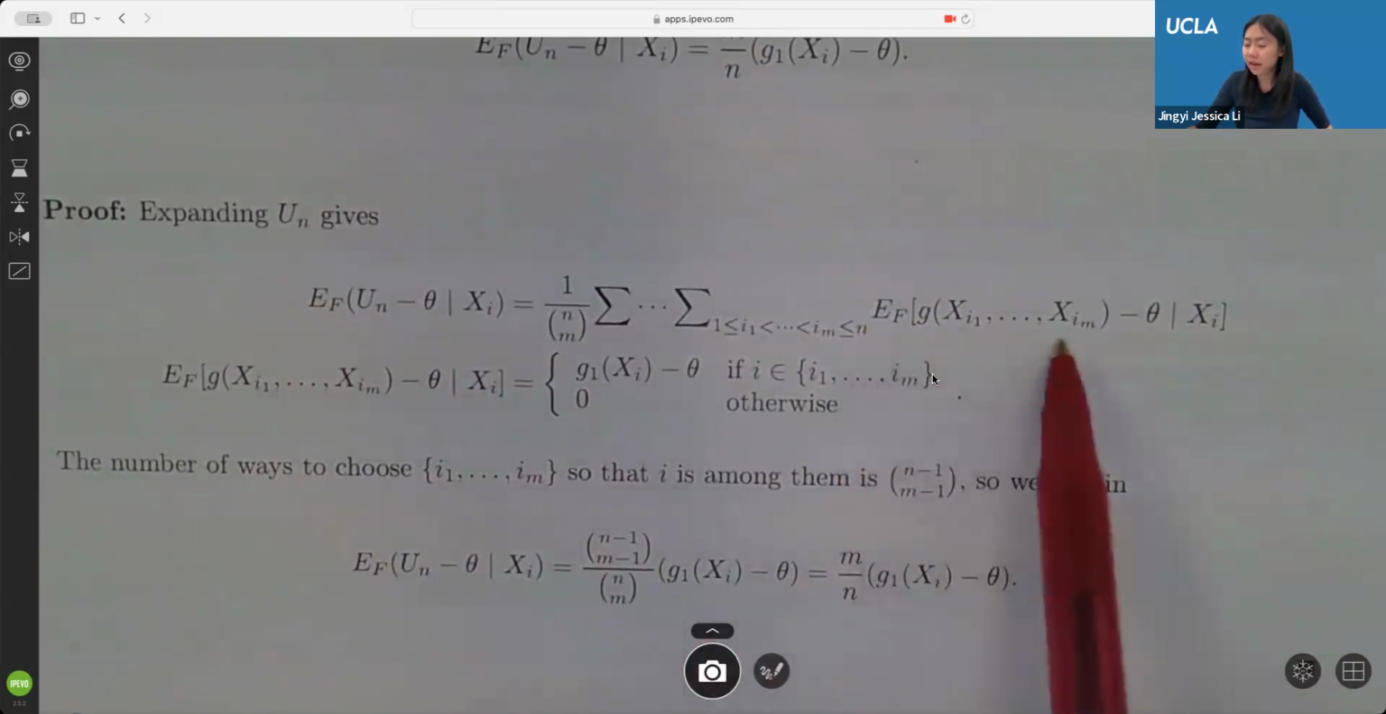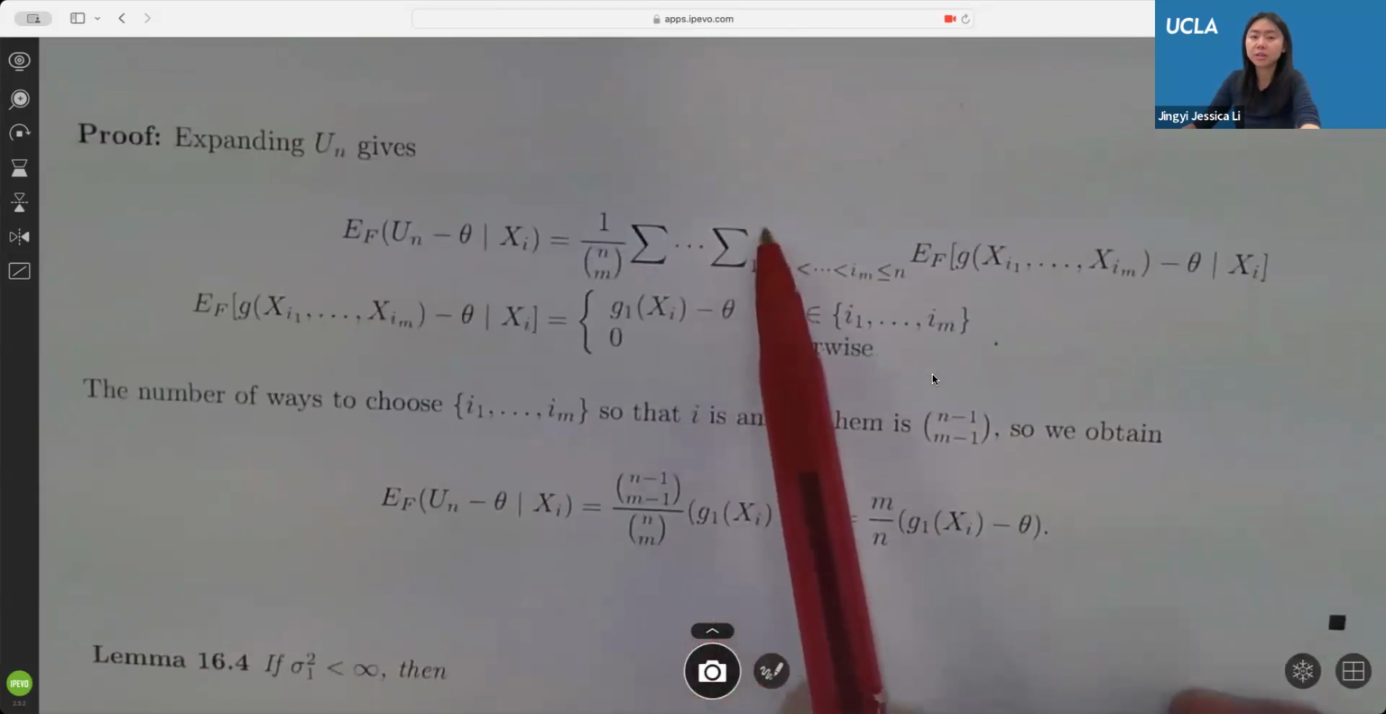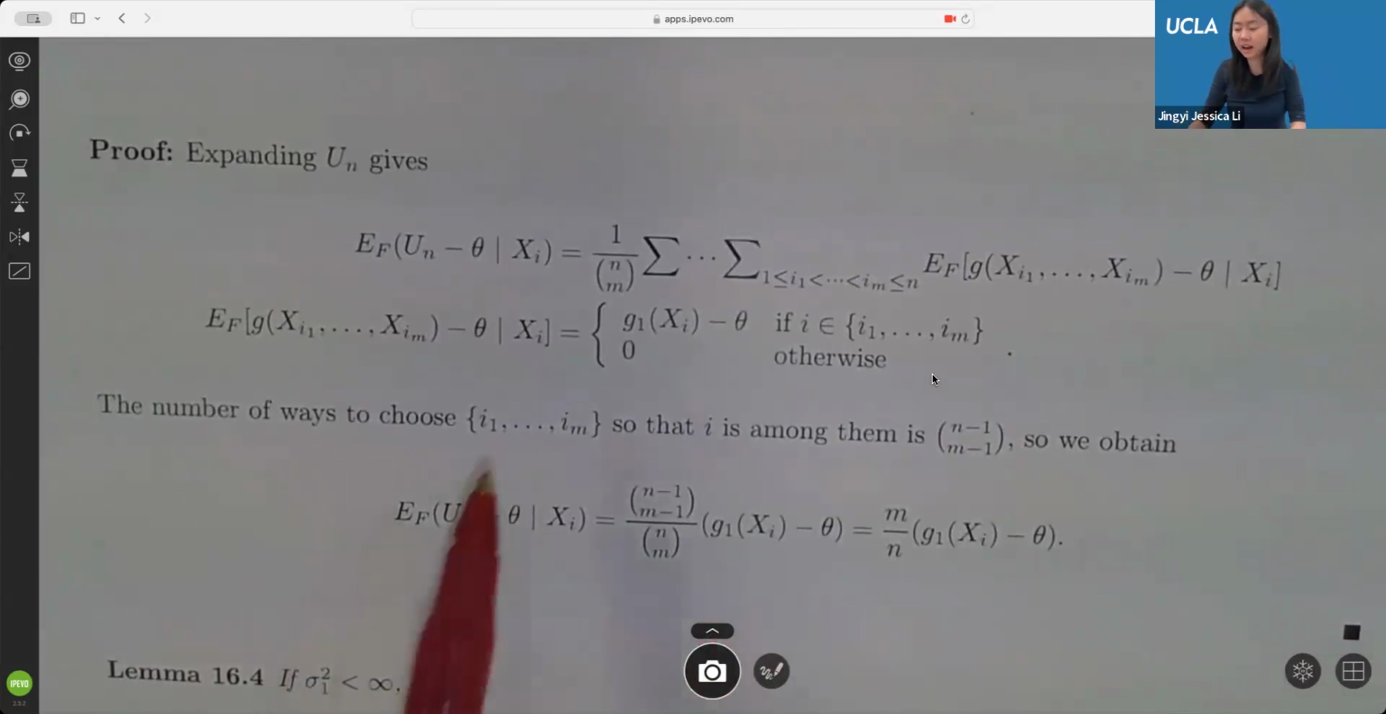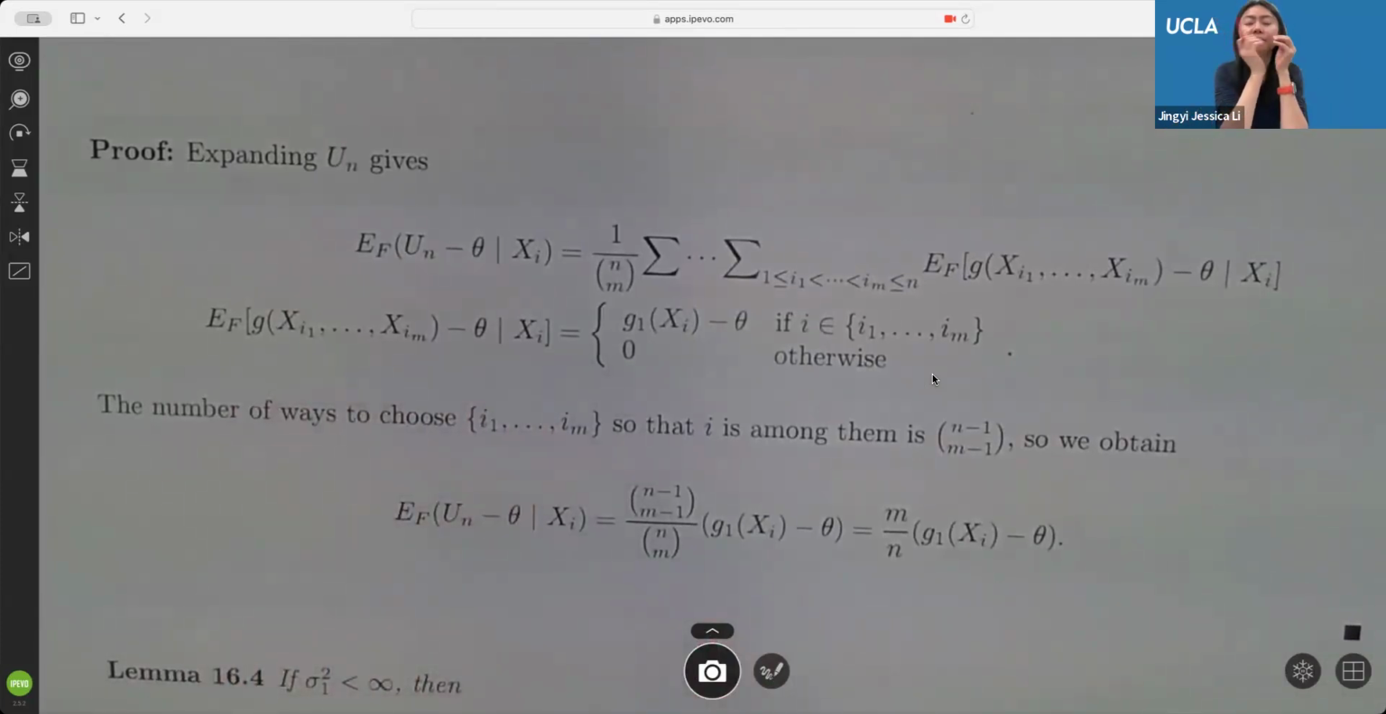So now let's discuss the possibilities of the relationship between Xi and this i1 to im. If i is one of the i1 to im, what happens?